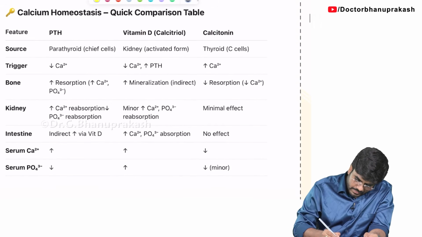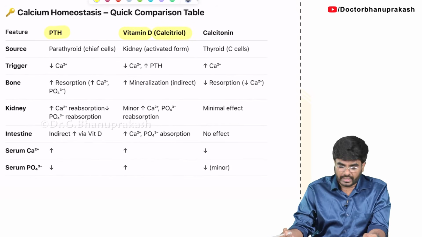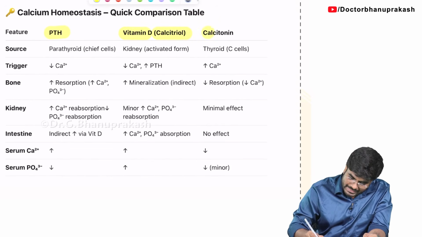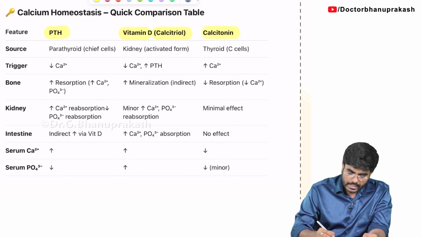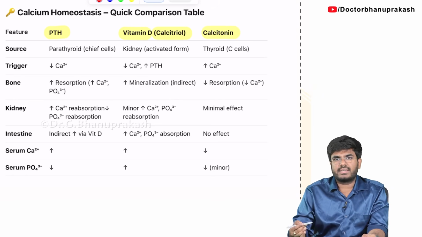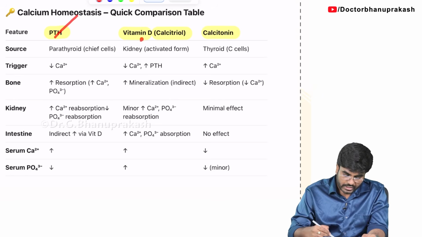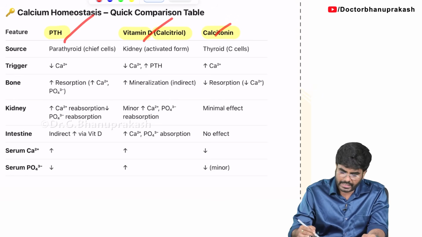You can clearly see parathyroid hormone, vitamin D, that is the most active form of vitamin D called calcitriol, and calcitonin. These are the three hormones which help in the maintenance of calcium homeostasis. In a recent exam this question was there: all of the following hormones are involved in calcium homeostasis except. So you should know the three hormones: parathyroid hormone, vitamin D and calcitonin.